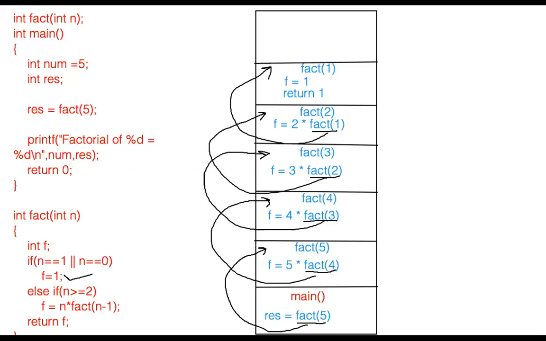Because this is the stack, and we know how the stack works. The last inserted function is fact of 1. When fact of 1 is over and you pop that function, which is the topmost function? Fact of 2. Remember that a function is always returned to the calling function. Who called fact of 1? Fact of 2 has called it. So it returns to fact of 2.